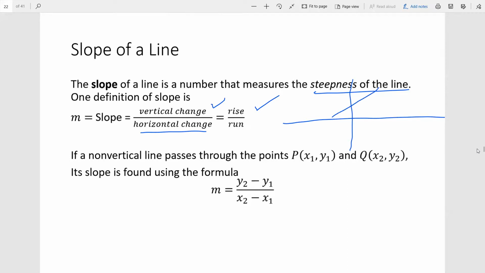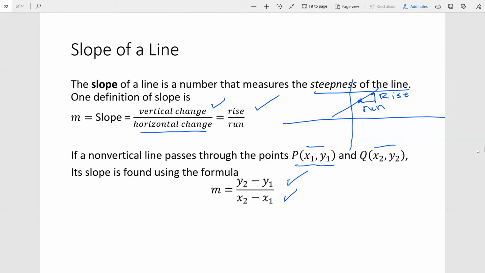As you go from, say, here to here, from this point to this point, that is the rise, and the amount the x changes is the run. So it's called the rise over the run. So if a non-vertical line passes through the points x1, y1, and x2, y2, then the slope can be calculated by calculating y2 minus y1 over x2 minus x1.